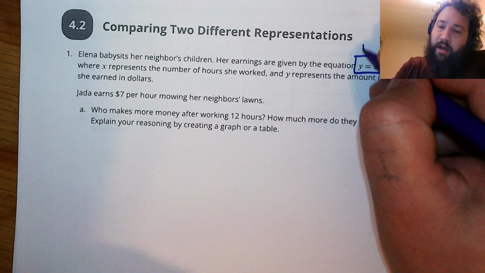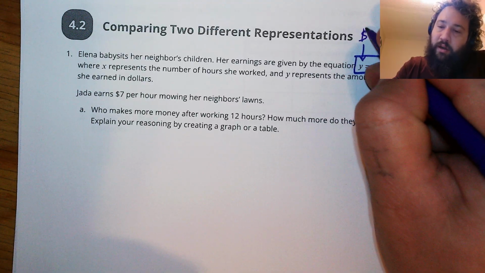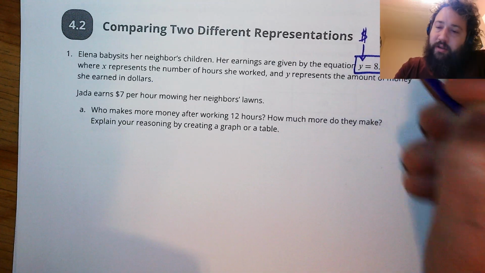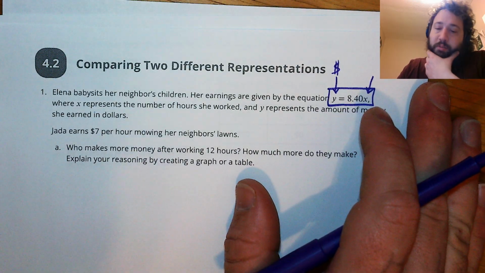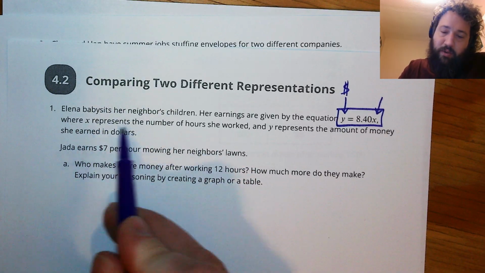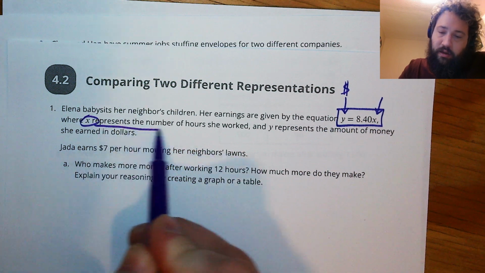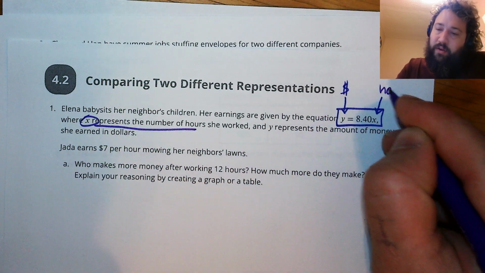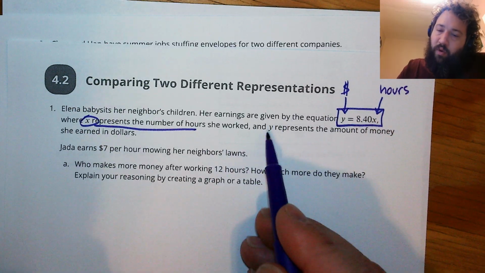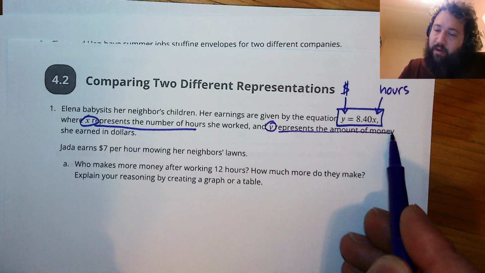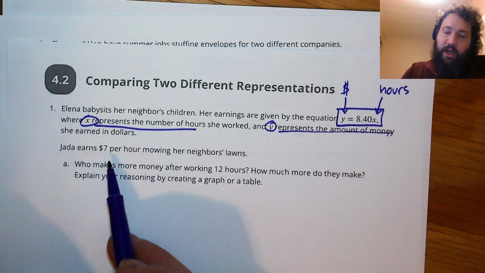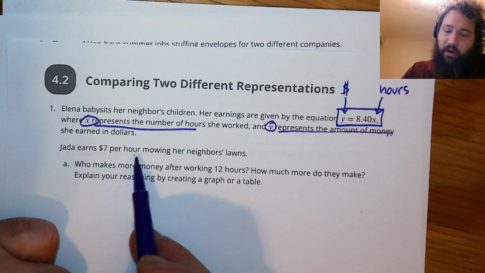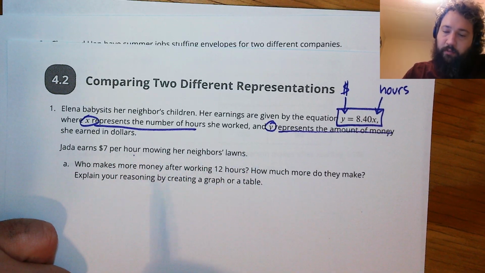I bet Y is going to be money, and X is going to be some sort of time, or maybe the number of times she babysits. So let's see. X represents the number of hours. So X is hours, and Y represents the amount of money. So we did guess this right. So my Y is money. Jada earns $7 per hour mowing her neighbor's lawns.